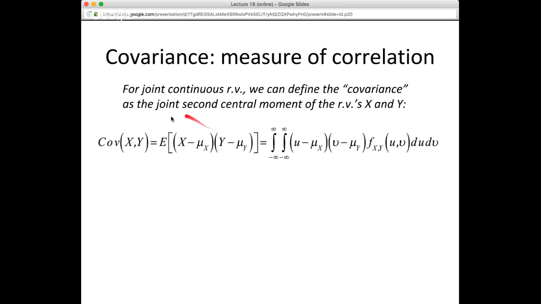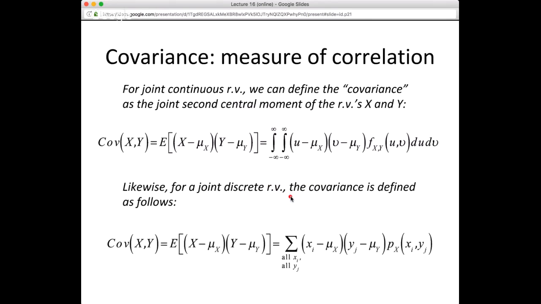So again, this would be defined as the joint second moment. It's joint because we have this joint probability density function here. Second central moment, it's second central moment because we're multiplying these two quantities together, and they're central because we're subtracting out the corresponding means.